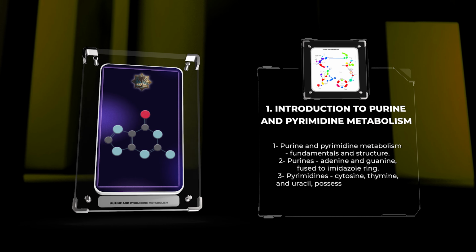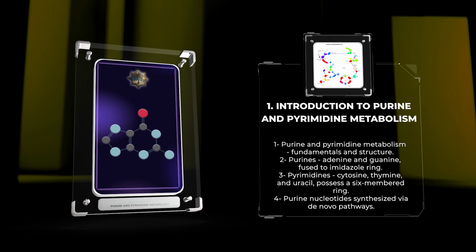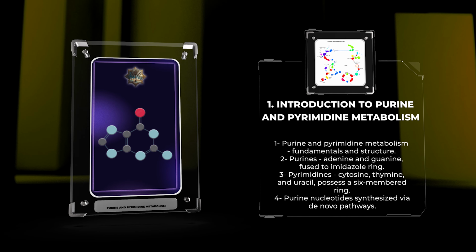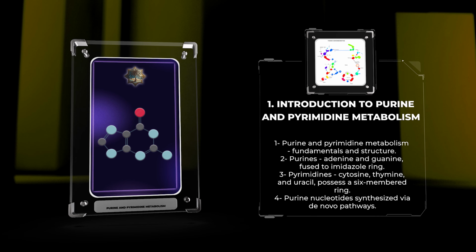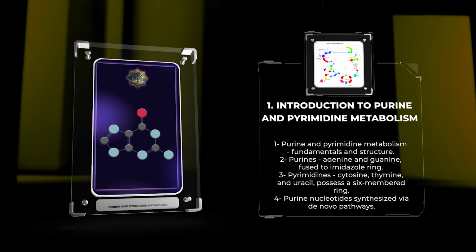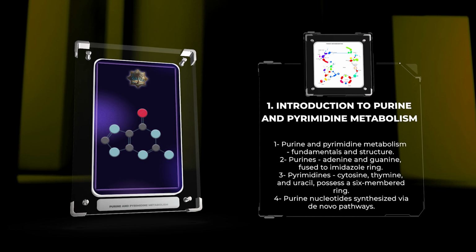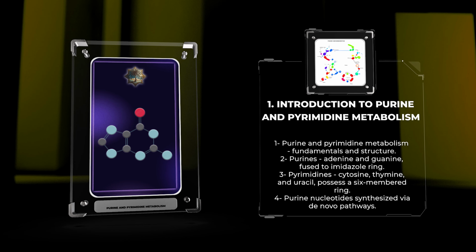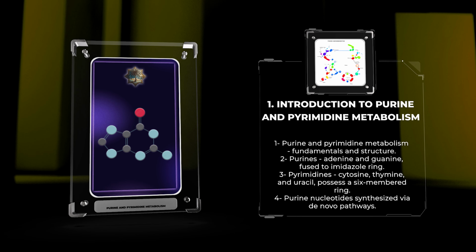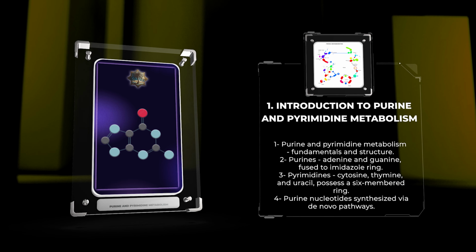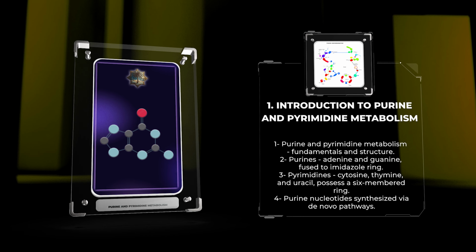Now, let us proceed to the first topic of our discussion. In this section, we will explore the fundamentals of purine and pyrimidine metabolism. Purines, such as adenine and guanine, consist of a bicyclic structure fused to a 5-membered imidazole ring, while pyrimidines, like cytosine, thymine, and uracil, possess a single 6-membered ring structure. Within the human body, purine nucleotides are synthesized via de novo pathways, whereas pyrimidines can be obtained through both de novo synthesis and salvage pathways. We will discuss these pathways in greater detail in subsequent topics.